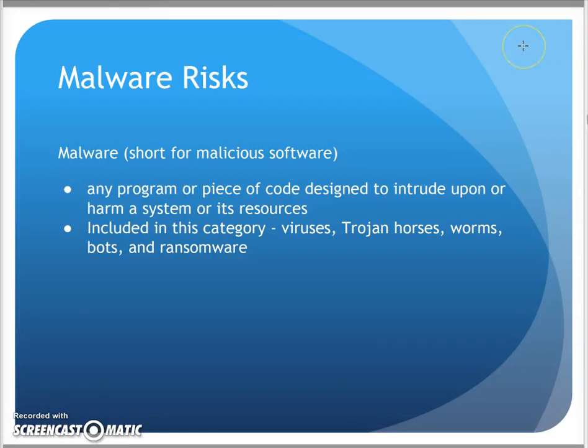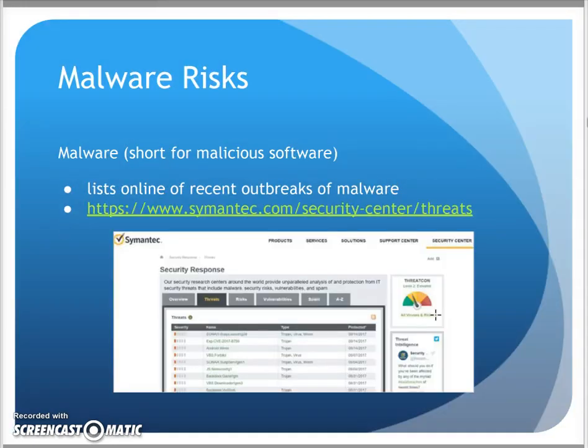Chapter 9, we're looking at CNT125. Chapter 9, we're looking at the malware section. So malware is a general term for any sort of code that is malicious in nature and can include all kinds of things like viruses, Trojan horses, worms, bots, ransomware, all kinds of stuff. So it's kind of a general term for all of these.